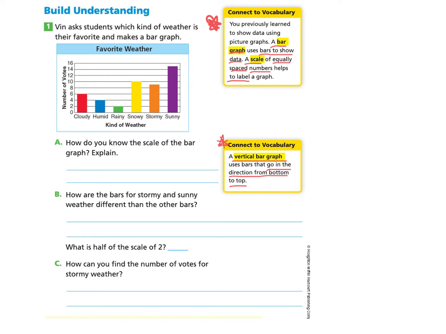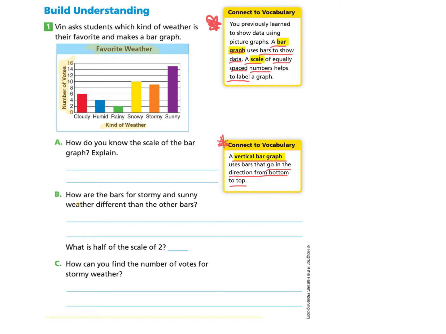We notice first that the title of this bar graph is Favorite Weather. We also notice down below there are different kinds of weather. There's cloudy, humid, rainy, snowy, stormy, and sunny. And then we see that on the side here is the number of votes. And there's some numbers that go from 0 to 16.